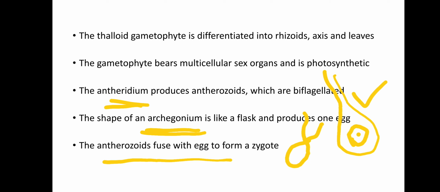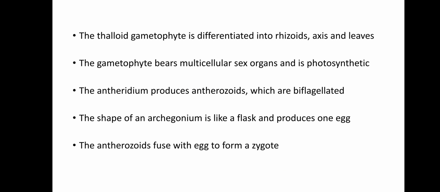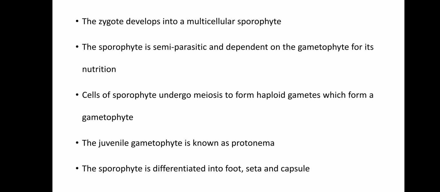Then the antherozoid fuses with the egg to form a zygote. The zygote is a diploid structure. First, the gametophytic plant produces male and female sex organs. The female sex organ produces the egg and the male sex organ produces antherozoids or sperm. They fuse to form a zygote, which is a diploid structure. Next, the zygote develops into a multicellular sporophyte. The zygote divides and redivides to form a multicellular sporophyte.